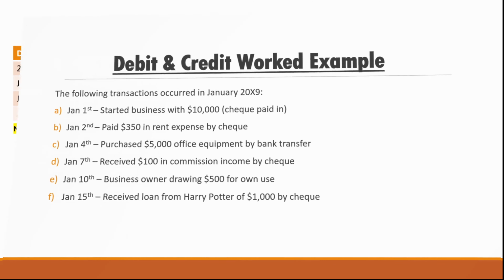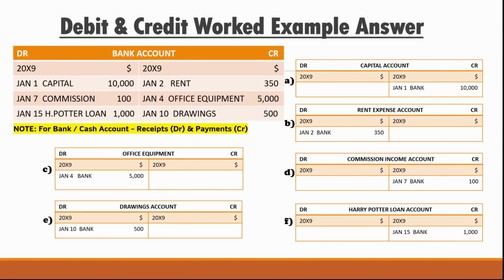The central activity is from the bank account, as this is where all the money is either being received or being paid out from. Hence, we can draw up a bank T account with all the relevant transactions occurring. For the bank or cash account, receipts are debited and payments are credited.